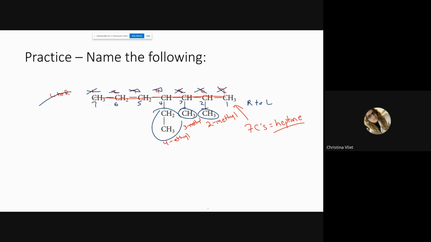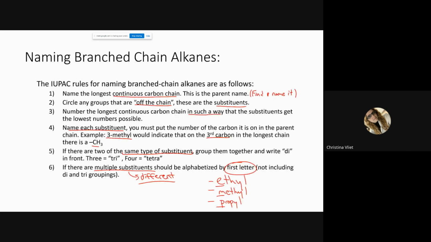Now, when you have different types of substituents, notice that you've got both ethyl here and methyl here. They are different. One is 1 carbon long, the other one is 2 carbons long. What did Rule 6 say you had to do? If there are multiple different substituents, you need to alphabetize them. Meaning ethyl will always be written before methyl. Again, if you want to take a picture of this.